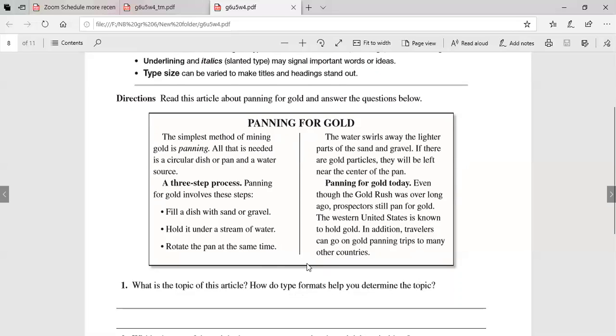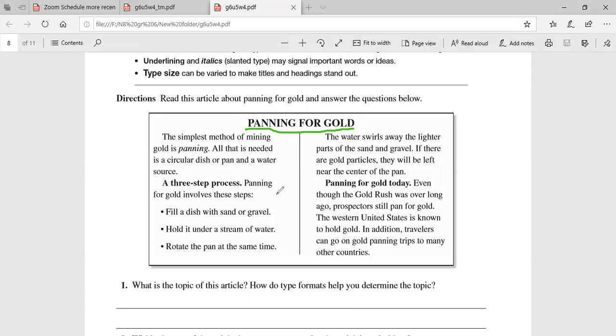So, the topic of this article is, of course, this one is easy, simple. You can see here, the topic is panning for gold. That's the topic. Now, the other part of the question, the B part, says, how do type formats help you determine the topic? The format in which they type, how does it help you to understand it? Or how do type formats help you to understand that this is the topic, or to agree with me that this is the topic? That's the question.